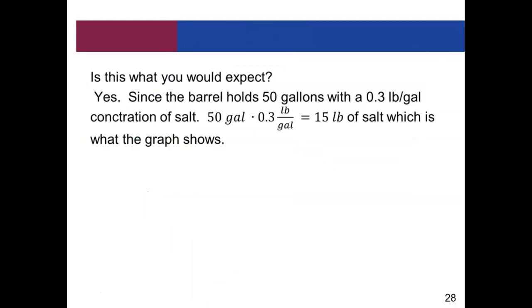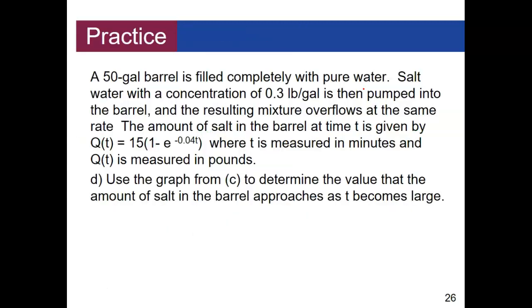Okay, so is that what we would expect? Yes, it is, because the barrel holds 50 gallons. So with a 0.3 pound per gallon concentration, 50 times 0.3 gives me 15 pounds of salt, and that's what it levels off at with that problem. We're told that the salt has a concentration of 0.3 pounds per gallon, so that's where that 0.3 is coming from.